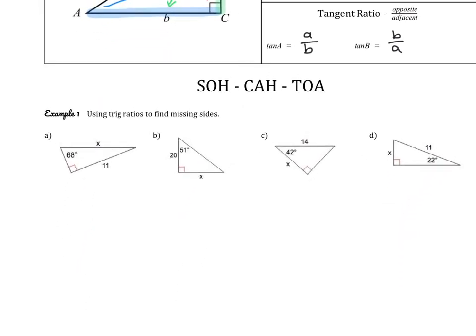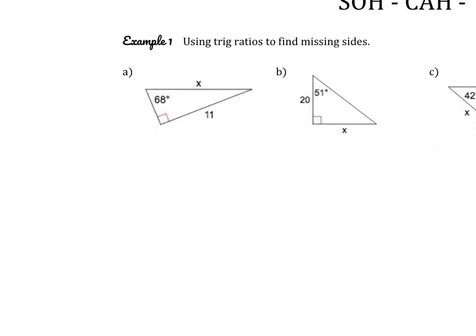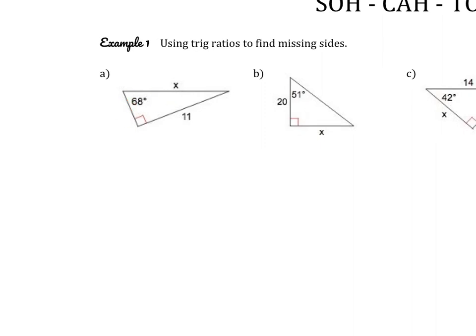Okay, so we are going to start by using trig ratios to help us find missing sides. Let's start here with example A. Whenever I'm given a triangle like this, I want to look at the side that I'm given first, and label it in reference to the angle that I'm given. Since I'm given angle 68, this side is opposite my angle. And the side that I'm trying to find is the hypotenuse, because it's across from our 90-degree angle.